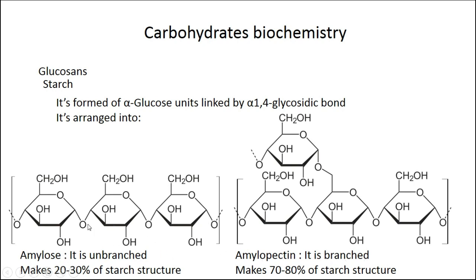The amylose makes 20 to 30% of the starch structure, and the amylopectin makes 70 to 80% of the starch structure. So the bond here is an alpha 1,4 glycosidic bond, but the bond at the branching point is an alpha 1,6 glycosidic bond, as you can see here.